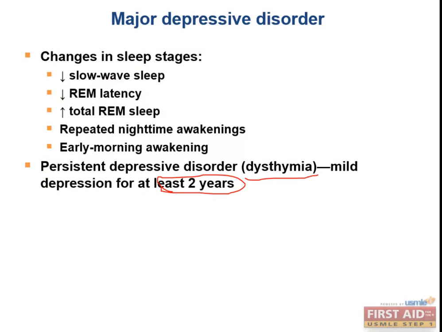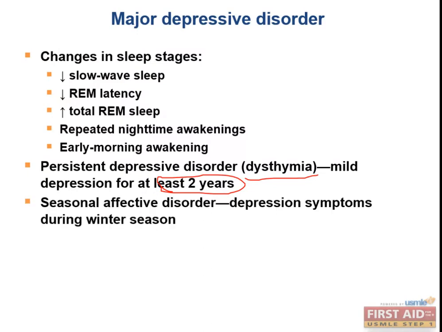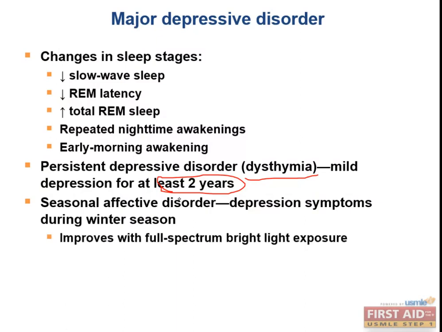You may also encounter questions about seasonal affective disorder, which is a form of depression linked to decreased sun exposure during the winter months. And the key to identifying this disease is the resolution of depressive symptoms with increased full spectrum light exposure.